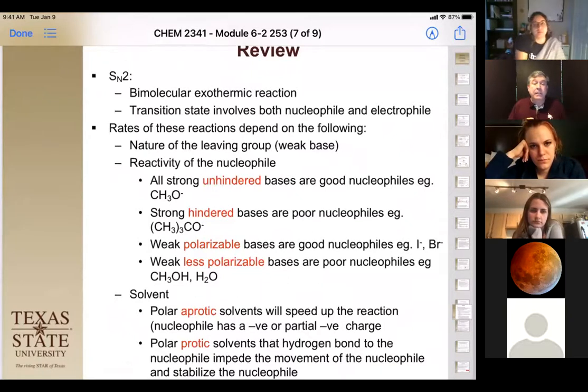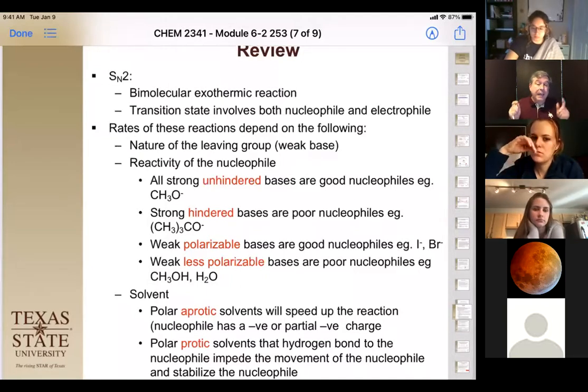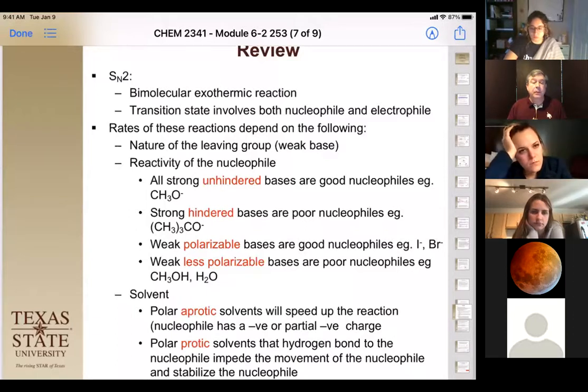Strong unhindered bases are good nucleophiles. That's taking into account the strength of our anion and the size of the substituent. Strong hindered bases are poor nucleophiles because they can't overcome that electron-electron repulsion. Weakly basic, polarizable species are good nucleophiles.